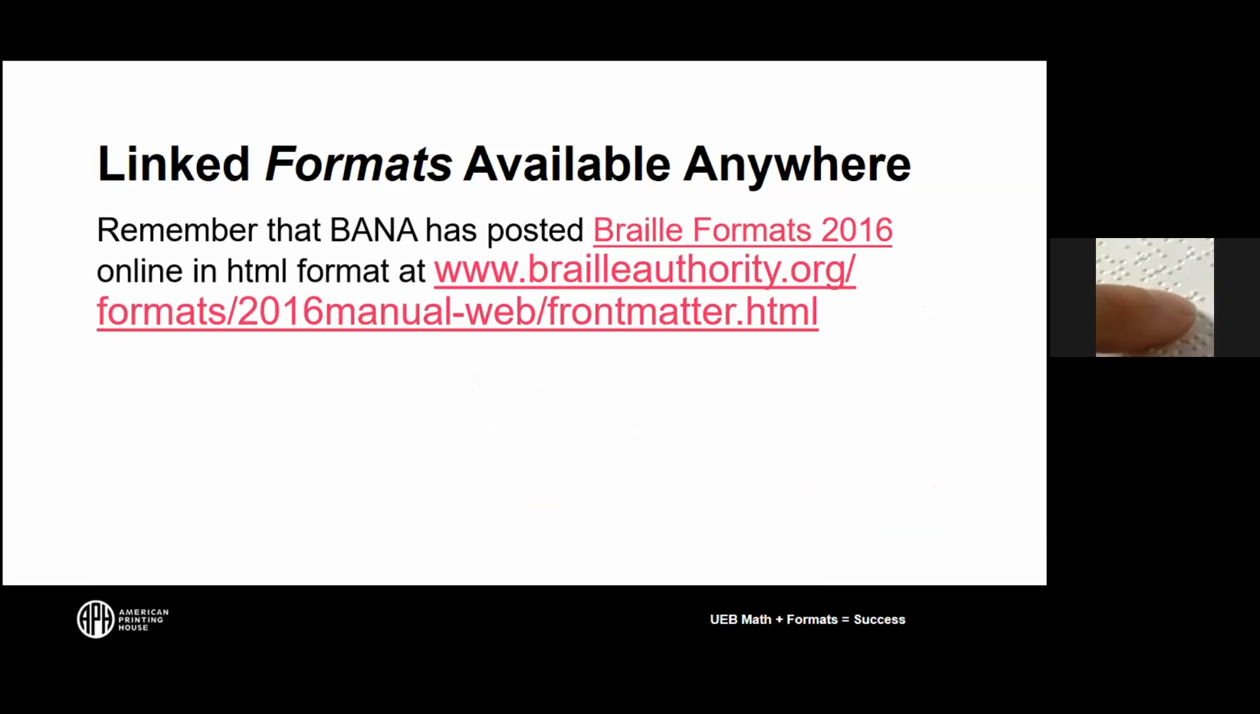Please remember that BANA has posted Braille Formats 2016 online in an HTML format. So if you go to the Braille Formats 2016 page from BANA, then you can choose to open the HTML format, and it has links. You can look at it from anywhere, which is the nice thing about that. You don't have to have the PDF or your printed out Braille formats.